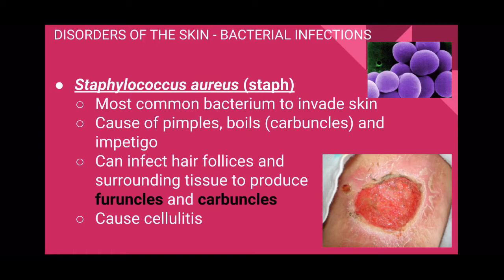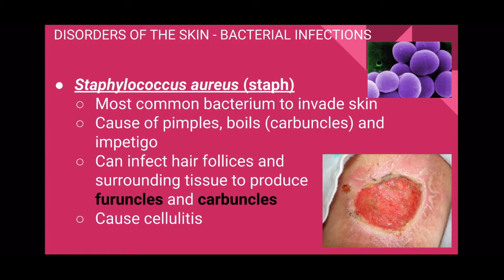And what happens is that bacteria infects the hair follicles and the surrounding tissues to produce something called furuncles and carbuncles. So furuncles is the infection of the actual hair follicle itself, which then spreads to the tissues surrounding it. And a carbuncle is just a bunch of furuncles together, and it usually happens in the back of the neck.